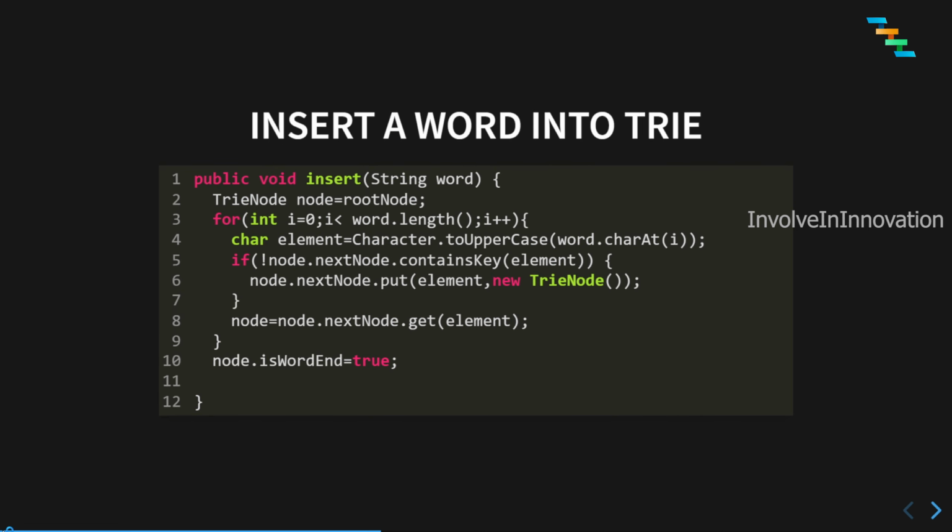First we will get the root node and traverse the word length. If the character is already present in the map, then just get the associated trie node. If not, create a new trie node and associate it to that character. Once you have traversed this complete word, make sure you mark end of word as true so that you are marking this word as present in the trie.